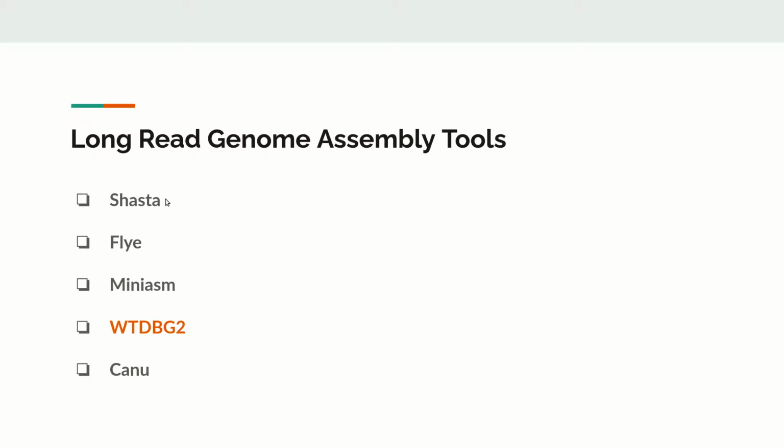So we have already finished Shasta, Flye, Miniasm. After this we will be exploring one more tool, Canu, and at the end we will be comparing them in terms of their assembly statistics using the tool QUAST.